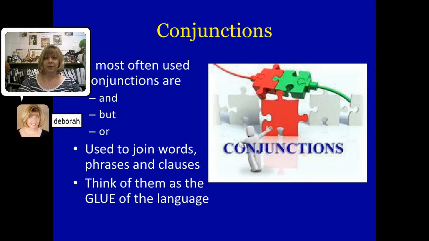The three most often used conjunctions in American English are and, but, and or. And these are the words that we use to join. You can even see that idea of a junction as a place where something meets or comes together. They're used to join up words, to join up phrases, or to join up clauses. Think of conjunctions as kind of the glue of the language that helps to hold the other parts of speech together.